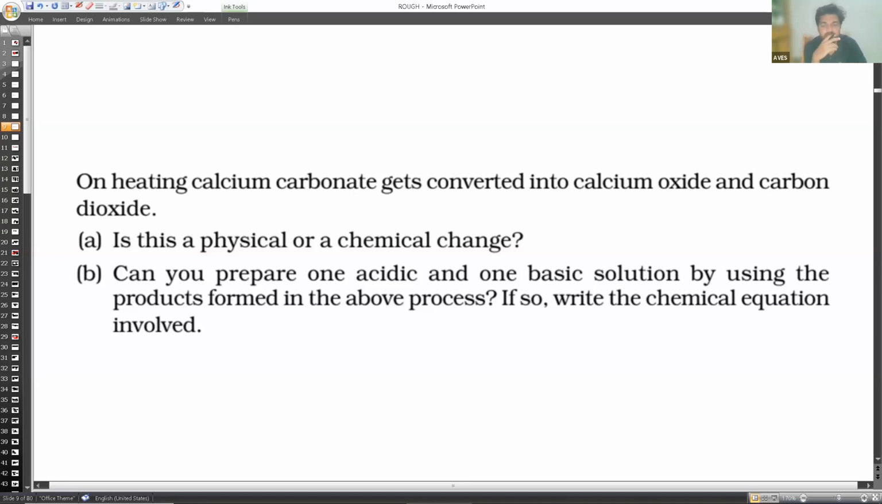Okay. Now tell me the answer for this question. Can anybody guess the answer? You have studied this in the 8th class also. Why have you been disconnected again and again?